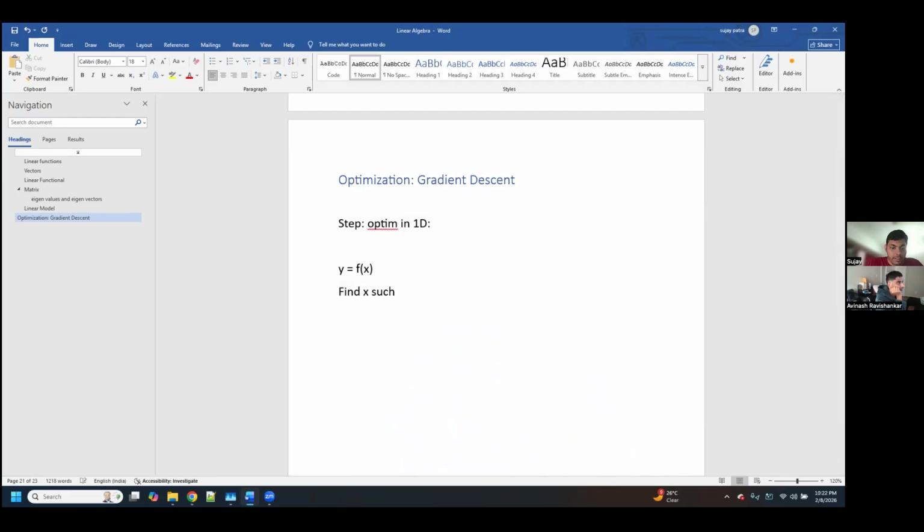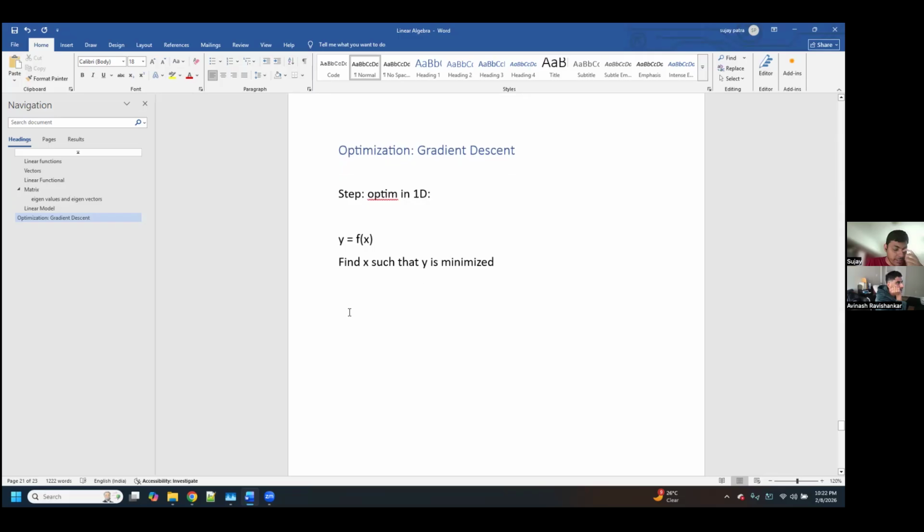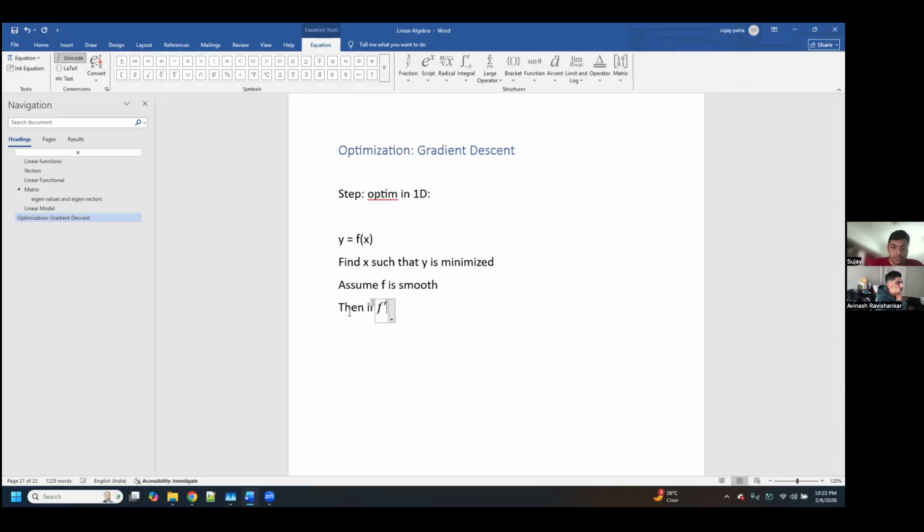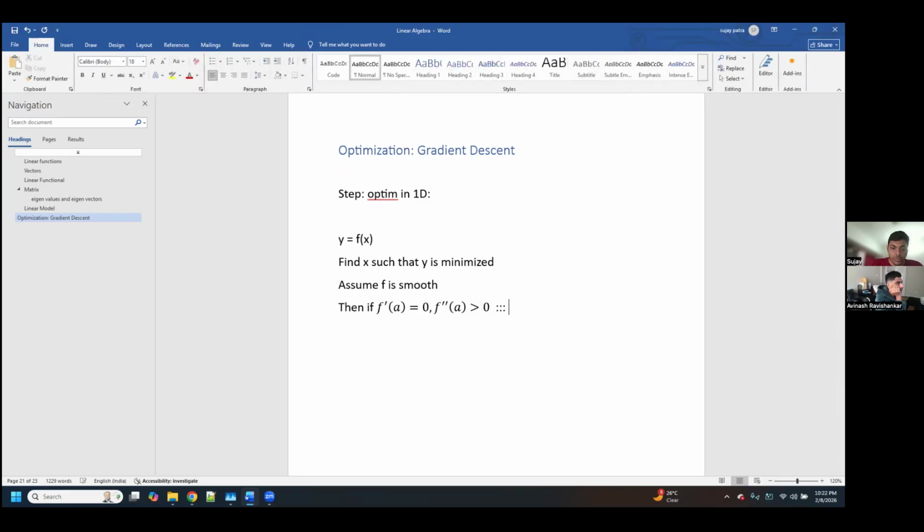So we want to find x such that y is maximized. Or actually better, it's minimized. I mean, it's the same problem. You just take minus f of x to convert one to the other. And then the first idea is to assume that f is smooth. Then let's say we found some a, so f prime of a is 0 and f double prime of a is greater than 0. So this will be a local minimum.